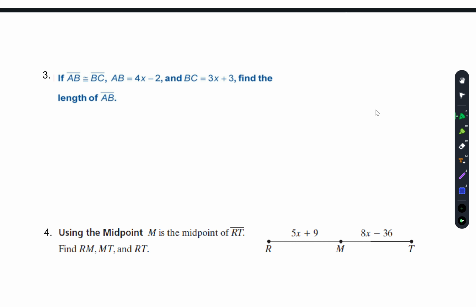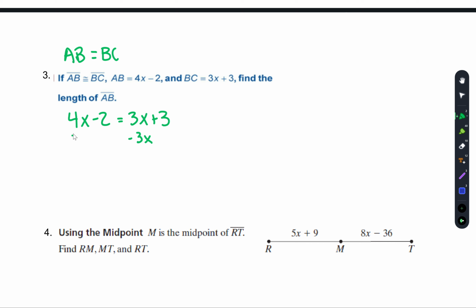In number 3, AB is congruent to BC. What does that tell me about AB and BC? What does that word congruent mean? Dahlia: They are equal to each other. So right off the bat, because I know that those 2 things are congruent, I should set them equal to each other. So I can say AB equals BC, and then I'm just going to plug in those values that they gave me. AB is 4x minus 2. BC is 3x plus 3.